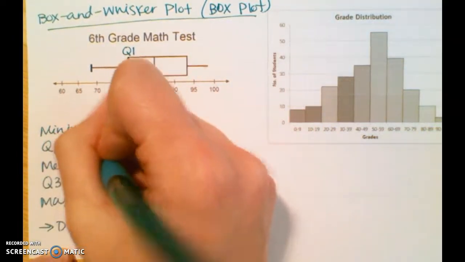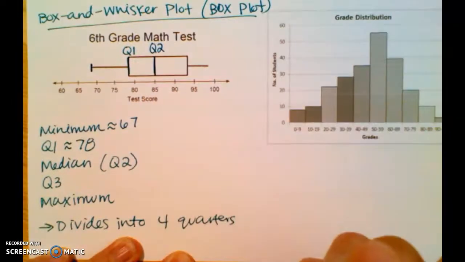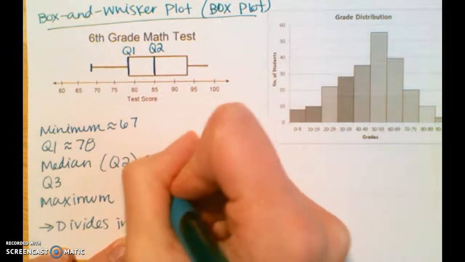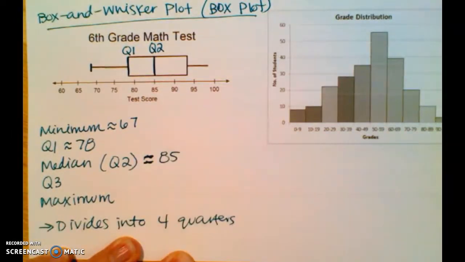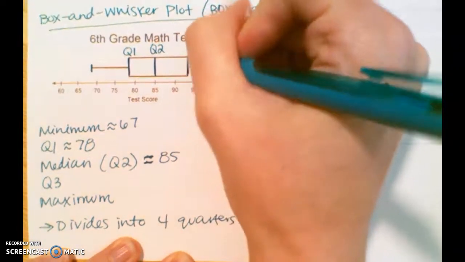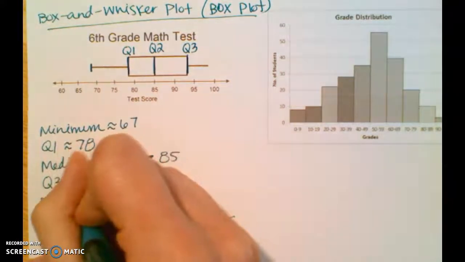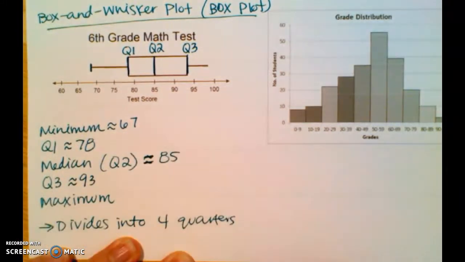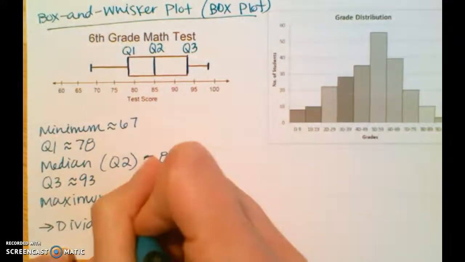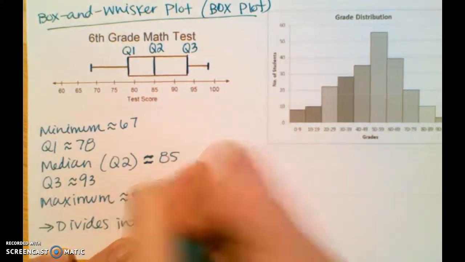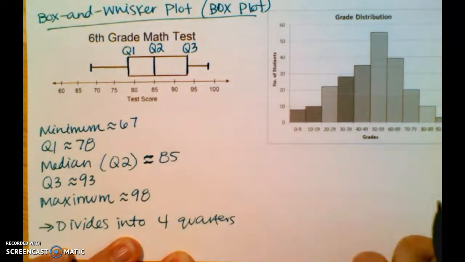77 or 78. This middle line is quartile 2, or our median. So in this case, our median is, not approximately, it is exactly 85. It tells us our quartile 3 here. And our quartile 3 is approximately 93, we could say. And then our maximum is over here at the end, and we could say that's approximately 98. I'm saying approximately because we can't tell exactly where it is, so we're just guessing.